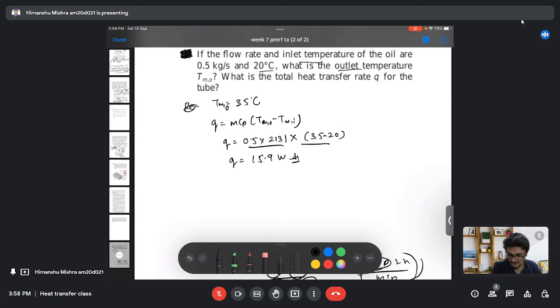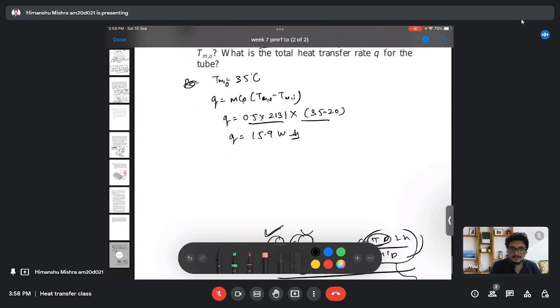So in this question, we first identified whether the flow is in the fully developed region or the entry length region, and we found that the flow is still not fully developed. So we used the Nusselt number correlation which is valid for that particular region. We found the heat transfer coefficient, and from the constant temperature relation, since we were given the surface and the inlet temperature, we found the outlet temperature, and then from the m Cp delta T relation, we got the heat transfer rate.